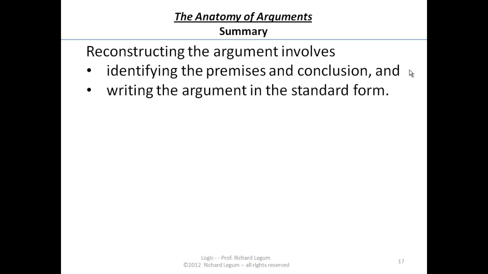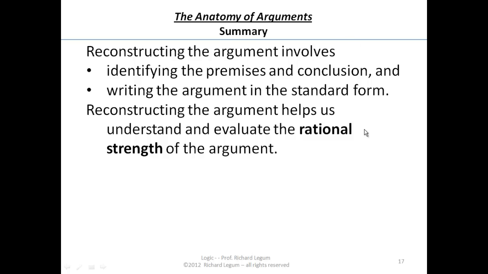Remember, there's a two-step process. We reconstruct the argument, we evaluate. To reconstruct the argument involves two things: identifying the premises and conclusion, and writing the argument down in a standard form. From now on, when we talk about an argument, we're going to know precisely what the premises are and what the conclusion is. Although sometimes we're going to have some questions about meaning, that's come up in various classes. And reconstructing the argument is really important because it helps us understand and evaluate the rational strength of the argument.